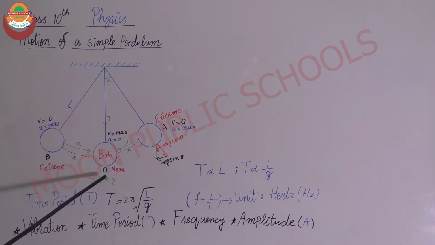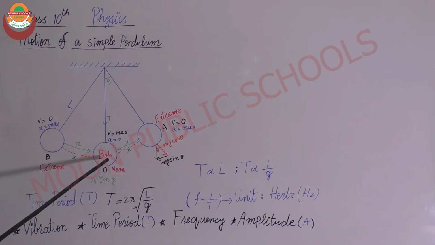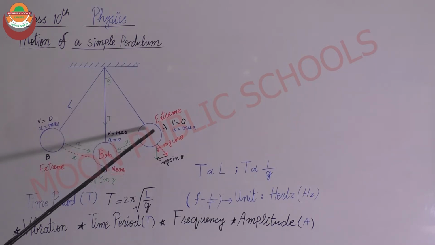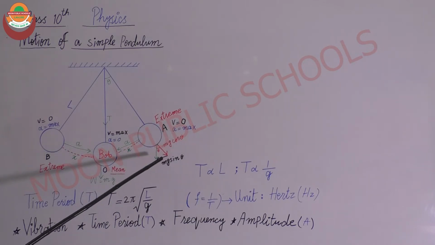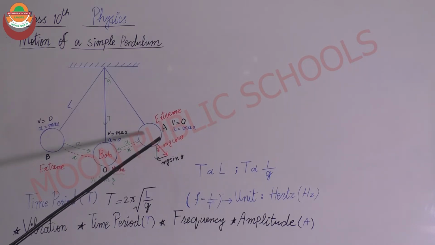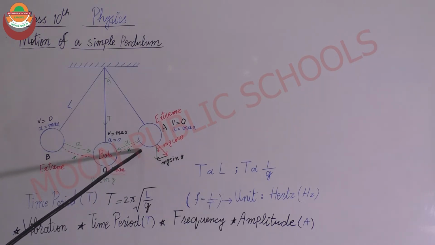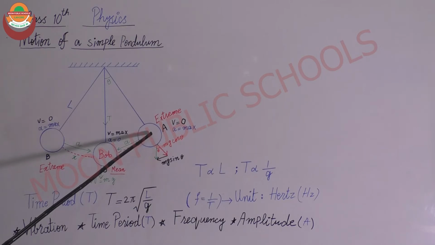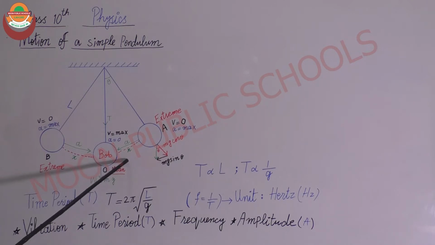Now at point O, velocity is maximum and acceleration is 0. Now we bring the bob to point A, where velocity is 0 and acceleration is maximum. At point A, velocity is 0 and mg sin theta is parallel to the restoring force. After reaching point A, the bob moves back due to the restoring force.